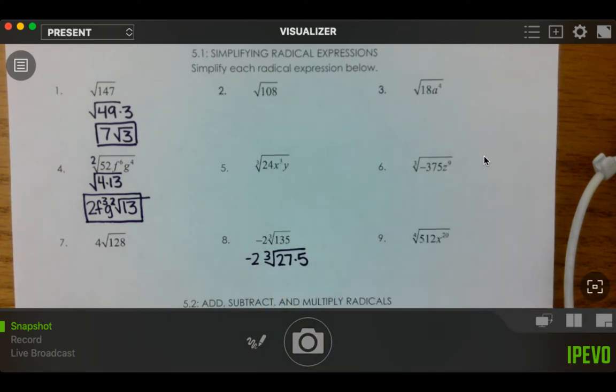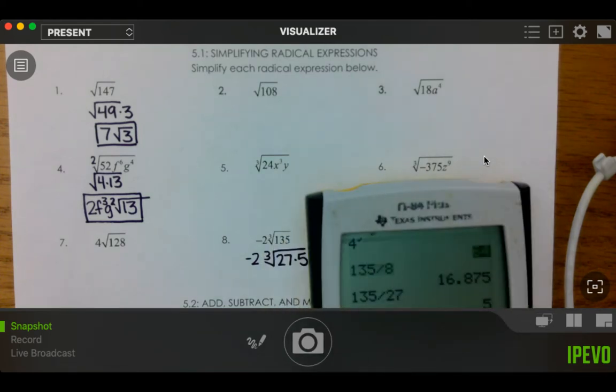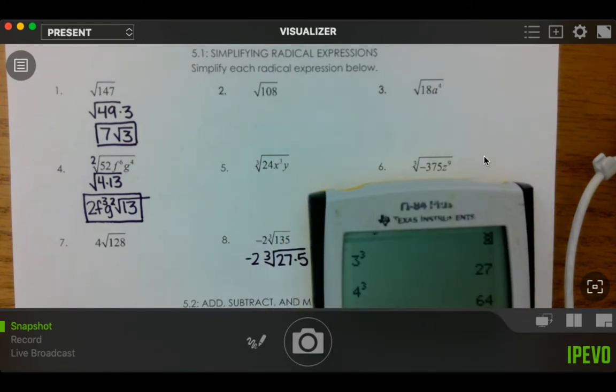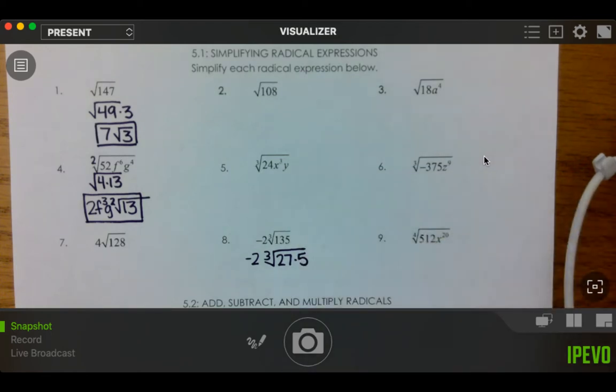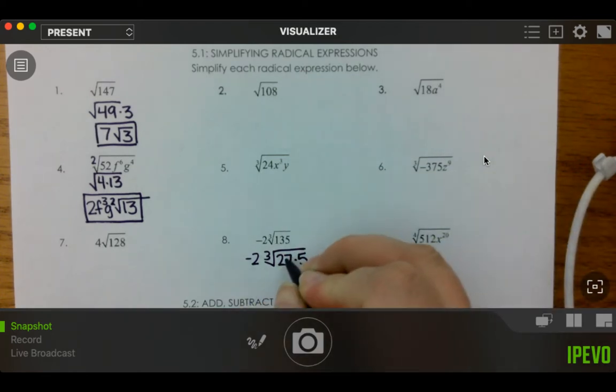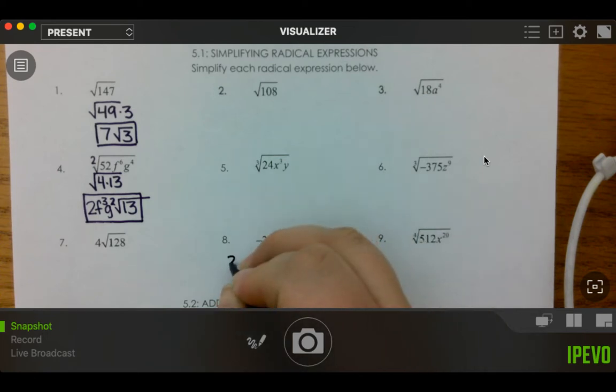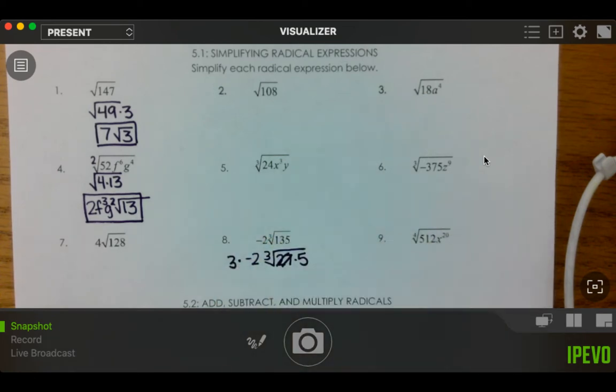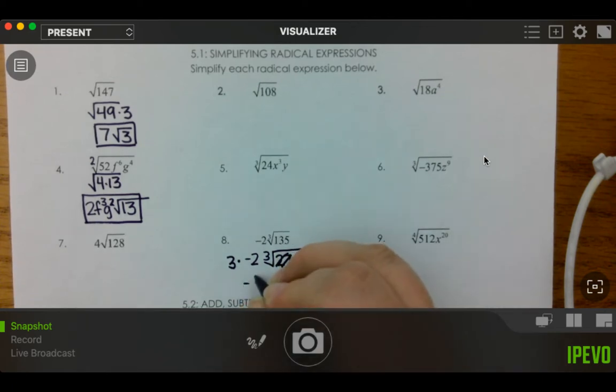And then the cube root of 27 is 3, because if you remember from my calculator, I had to do 3 to the third power to get it. And a cube root cancels out that third power. So that becomes 3 out front. And it multiplies by the number that's already out there, which is going to make -6 cube roots of 5.